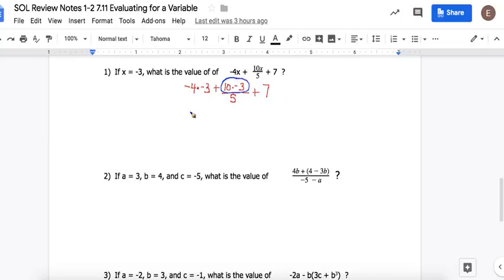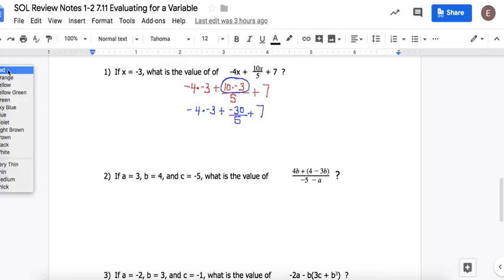And what is 10 times -3? It is -30. So I'm going to bring down everything else, and then I'm going to replace 10 times -3 with -30. And I'm going to still divide that by 5, plus 7.